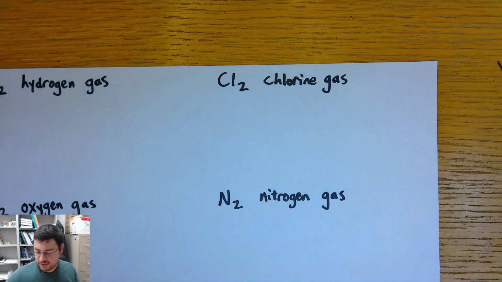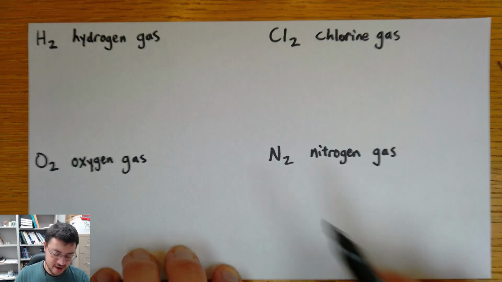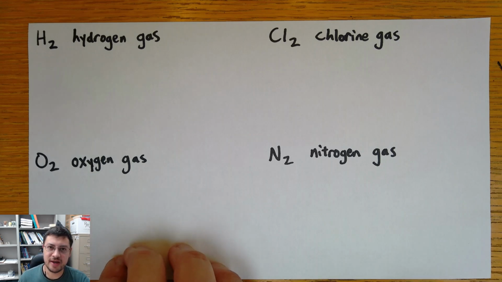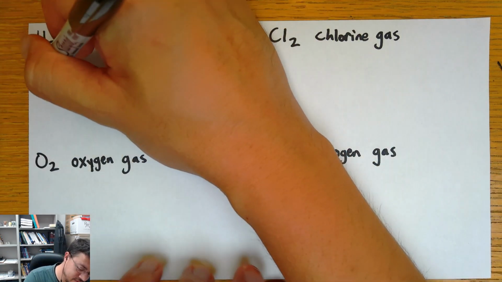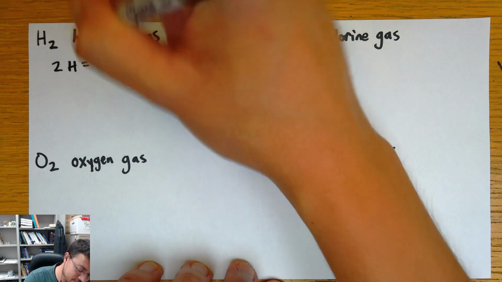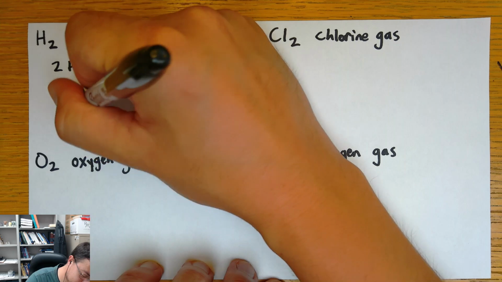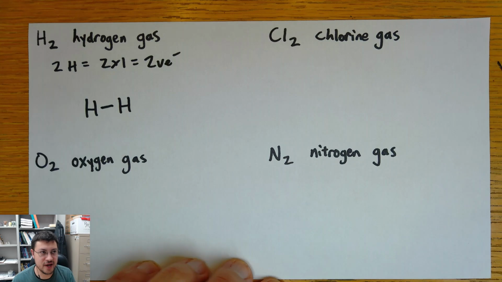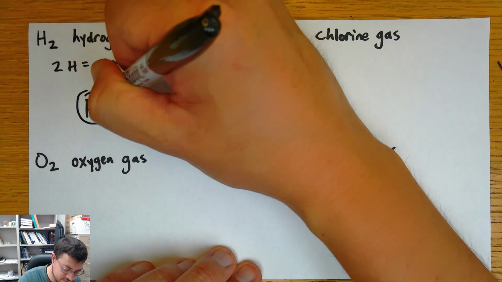Starting to get closer to the home stretch. Let's do some diatomics. Diatomics do not have central atoms. Or the other way you can think of it is you can just make one of the atoms your center atom. All right, hydrogen gas. 2 hydrogens, so that's going to be 2 times 1, 2 valence electrons. Here's a hydrogen, here's another hydrogen. Done. Instantly happy, each have 2 electrons being shared.